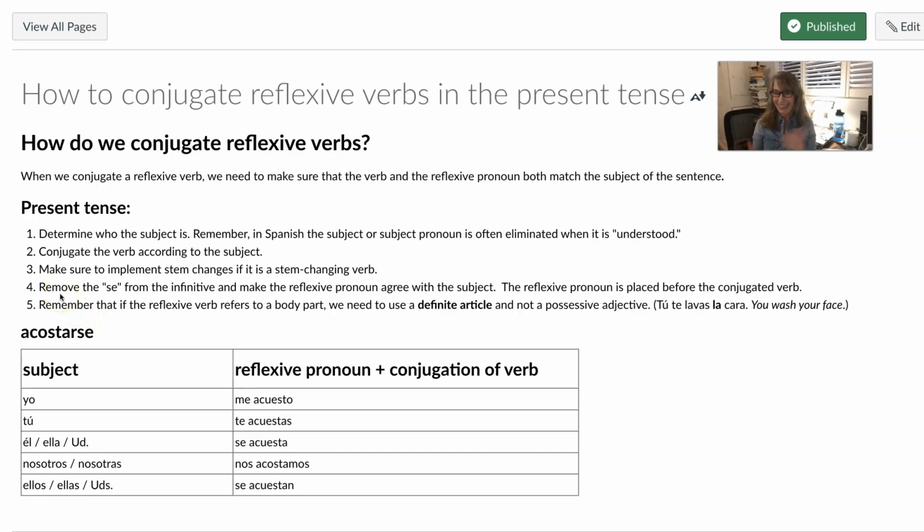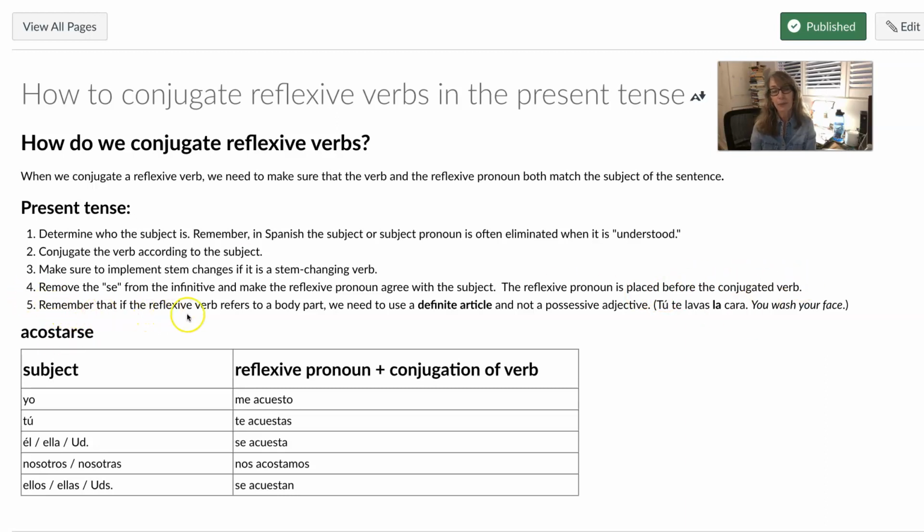Now, the se. Remove the se from the infinitive and make the reflexive pronoun agree with the subject. The reflexive pronoun is going to be placed before the conjugated verb.